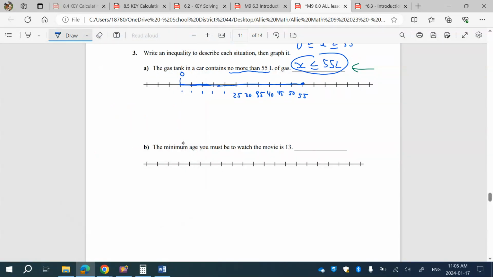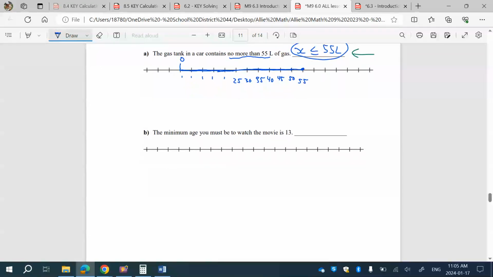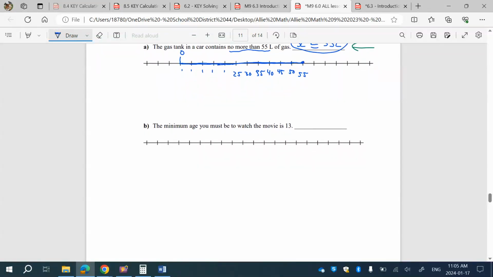So go to 0. And now the minimum age you must be to watch the movie is 13. So you need to be greater than or equal to 13. Okay, so you need to be 13 as possible, or you need to be above that. So we can start, say, 1, 2, 3, 4, 5, 6, 7, 8, 9, 10, 11, 12, 13. Let's do that as 13. It's including 13. So I'm going to use a solid dot to show that. And then our age is going to move this way. So that would be 13.